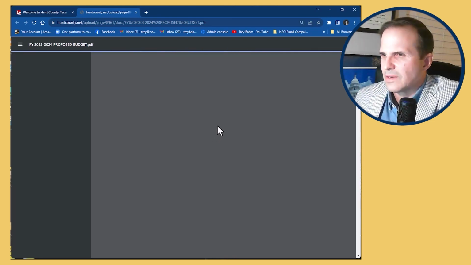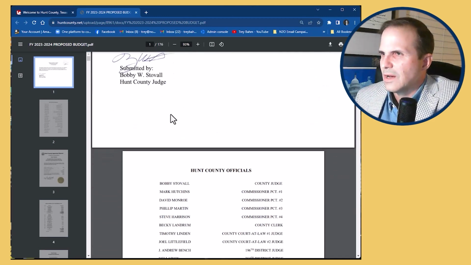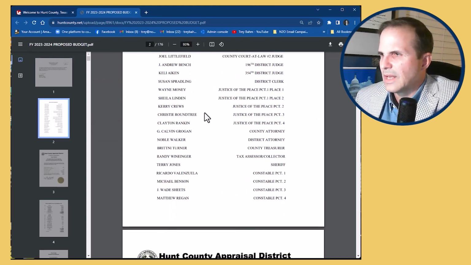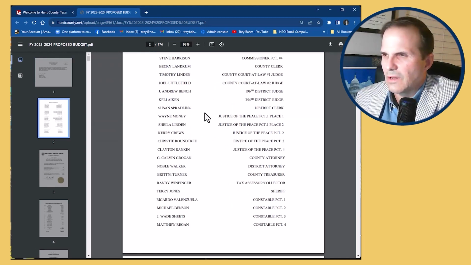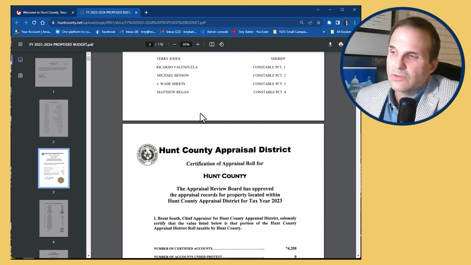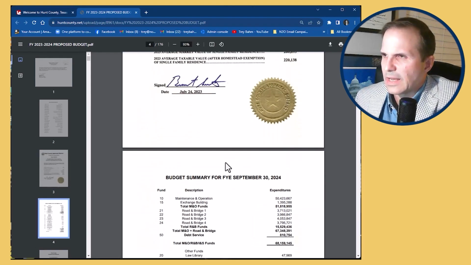So here's a good old Judge Stovall's certifying signature. Here are all the officials of the county. And again, I didn't talk about the law courts. We'll do that definitely at a different time when we talk about the judiciary. Here's the appraisal document. And here's just a summary of the budget. And this is all we'll look at.